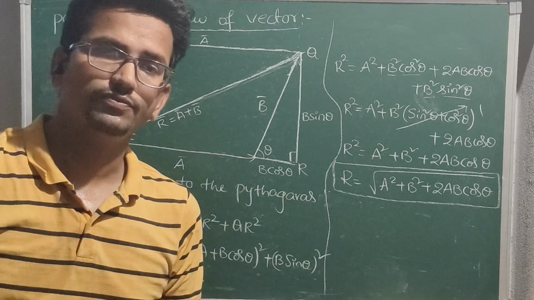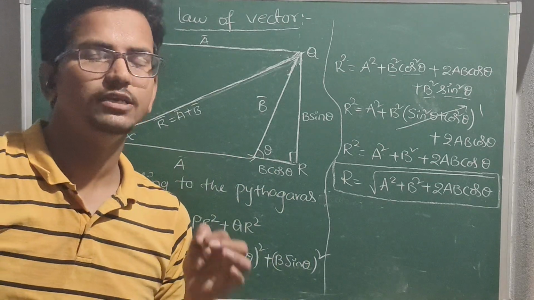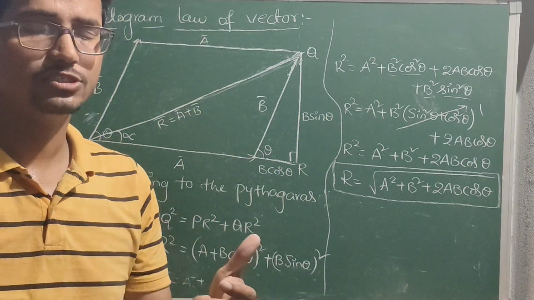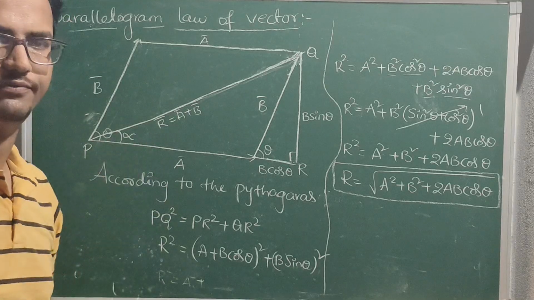R is equal to square root of a square plus b square plus 2ab cos theta. This is called R, it indicates the magnitude. But direction, how can you find out? That is called alpha.